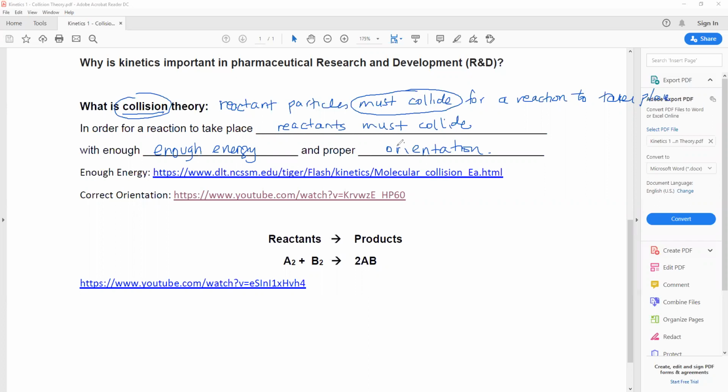Now let's understand, what does that mean? That reactants must collide with enough energy. If we click over here, it's going to take you to a specific site where you're going to be able to see this orientation. So I'm going to take you right now.